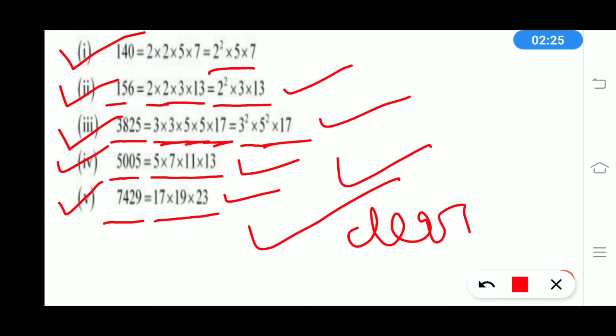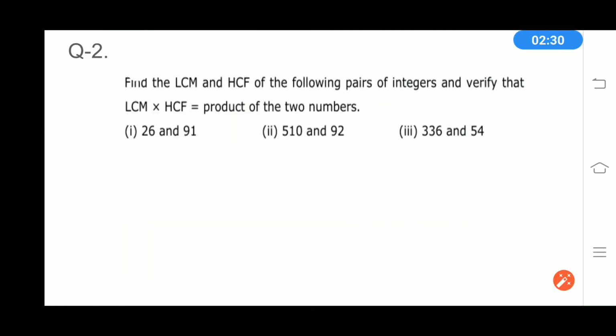Okay, so next, question number 2. Question number 2 is: find the LCM and HCF of the following pairs of integers and verify that LCM into HCF equals the product of the two numbers. That means at first we find LCM and HCF. After that we verify that LCM into HCF equals the product of the two numbers. Okay, so let's see the answer.